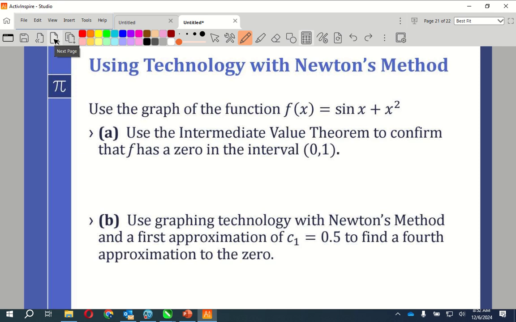So right here, the intermediate value theorem confirmed that this has a 0 in between here. Use the graph of the function. We can graph this here, right? And you guys hopefully are not falling asleep. We should have a 0 in between there. Graphing technology, Newton's method, to find a fourth approximation of this. For graphing it anyway, we're going to find this anyway.